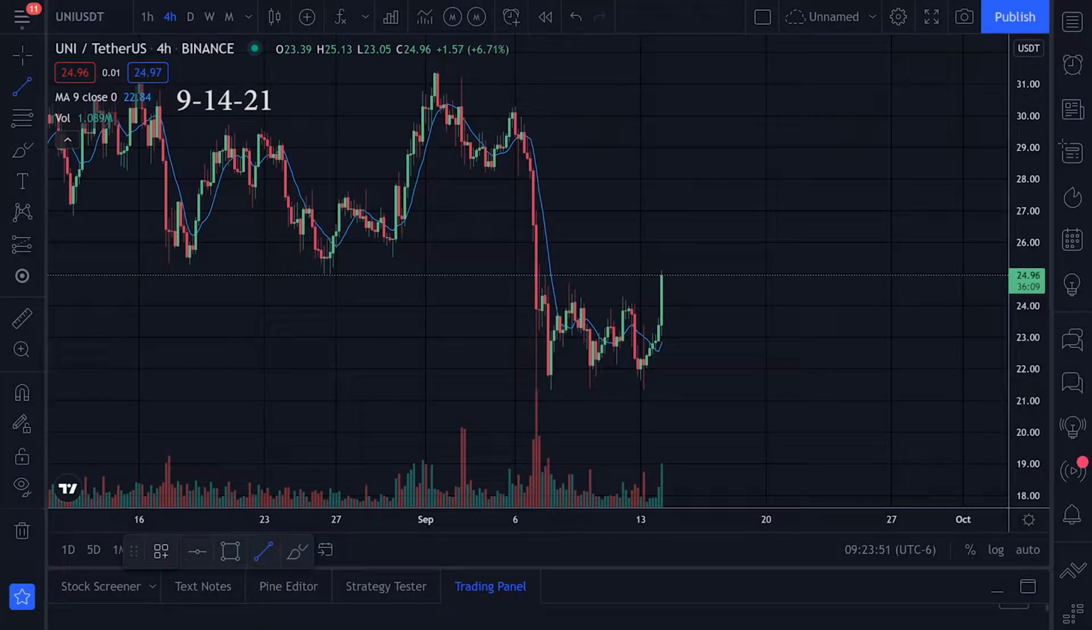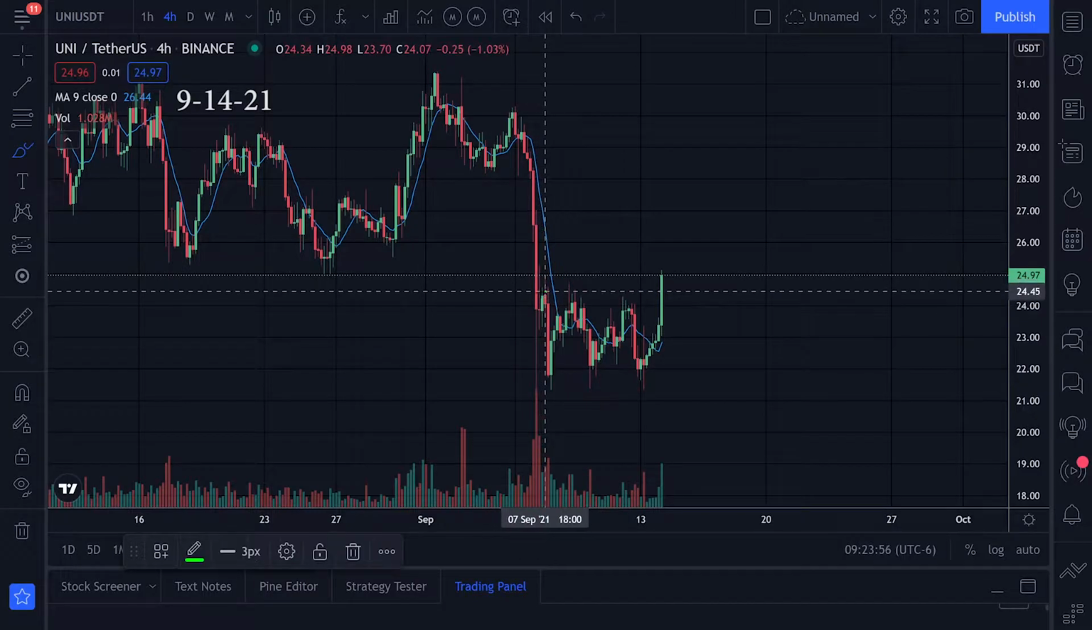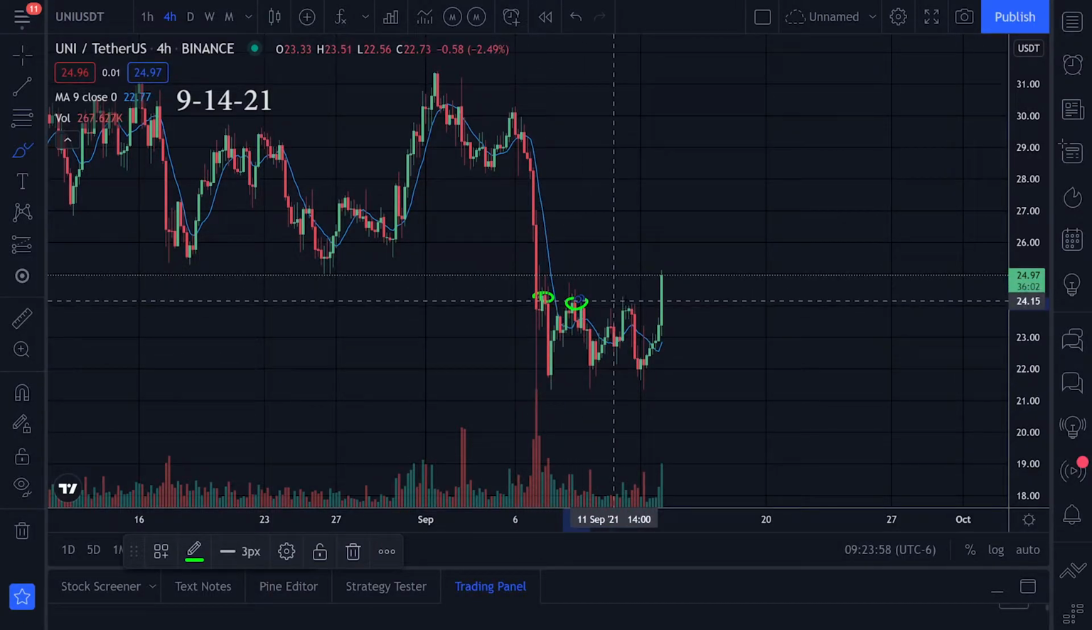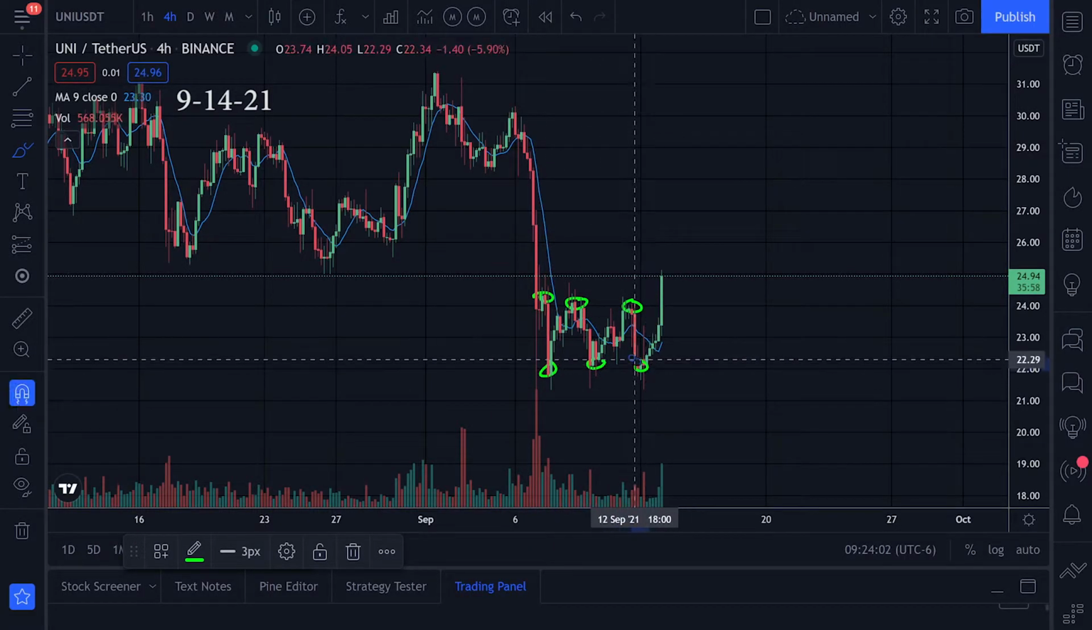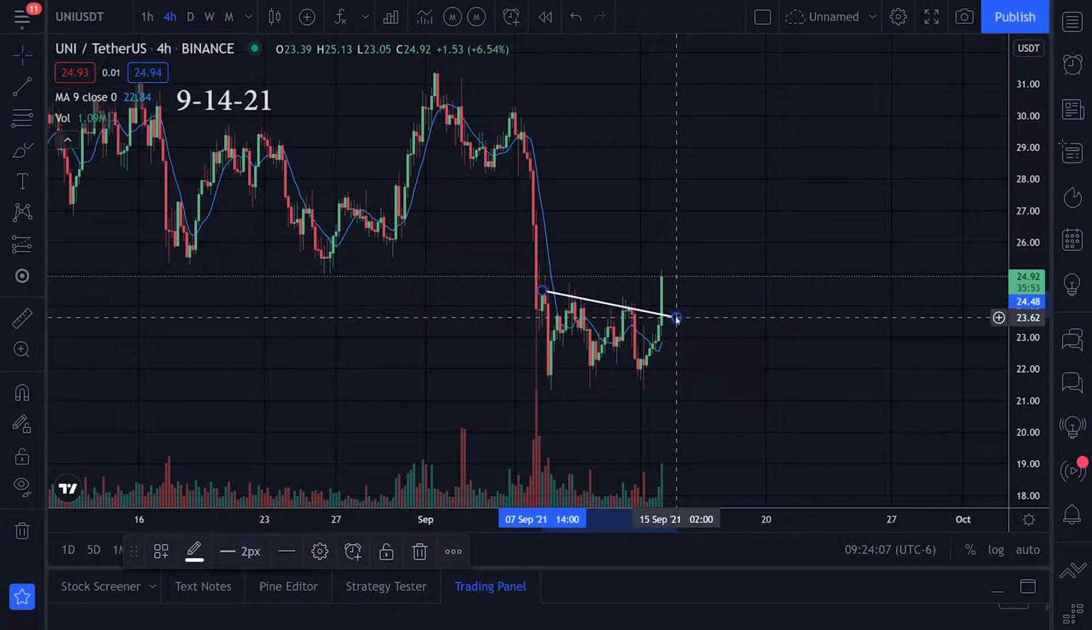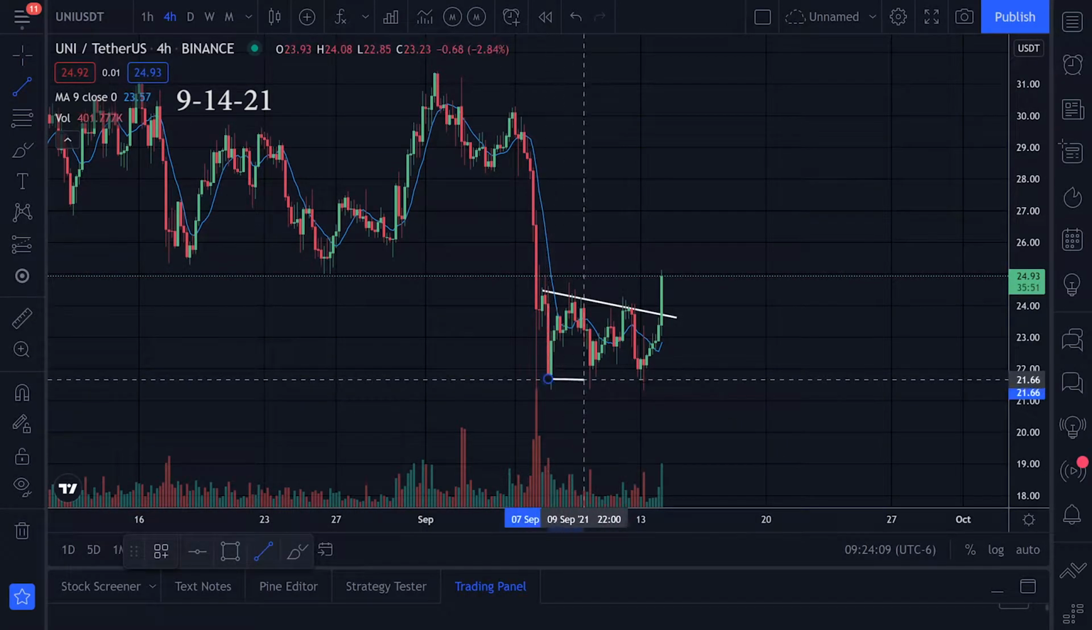Let's take a look at the chart action for Uniswap. Alright, so here's the pattern that I'm looking at right now on Uniswap. We have resistance right here, and resistance right here. We have support right here, and support right here. I'm watching this top resistance line and this bottom support line.